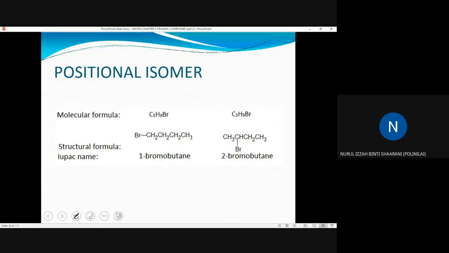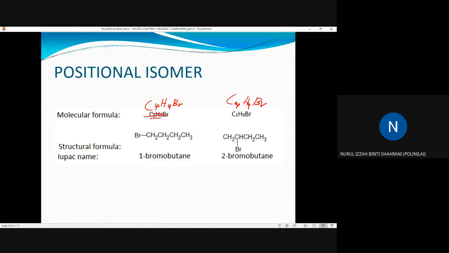And then let's look at the positional isomer. So for the positional isomer, this one ni, sekejap eh. C4H9Br.